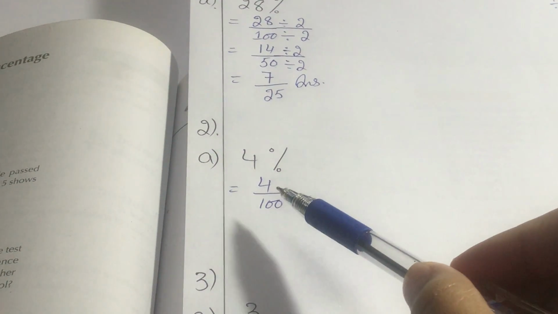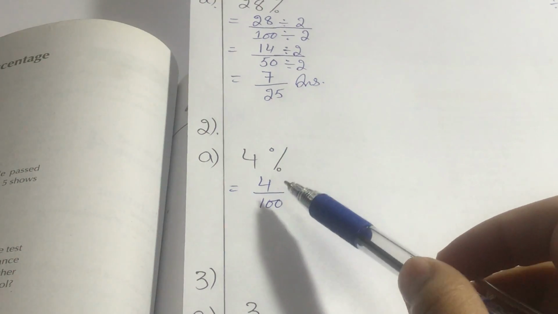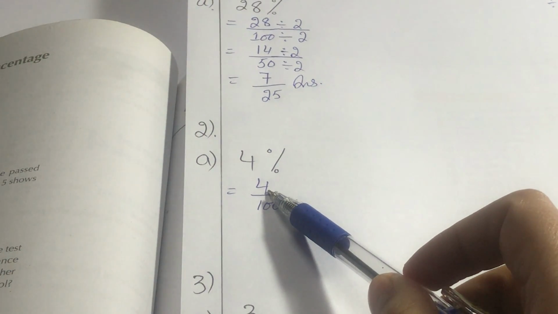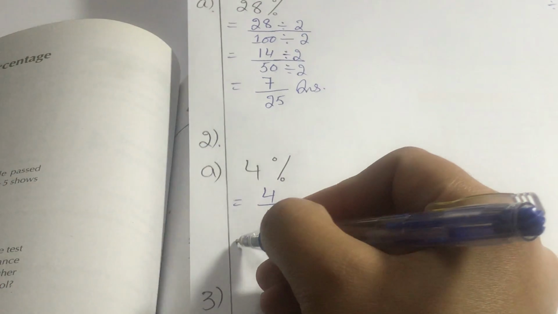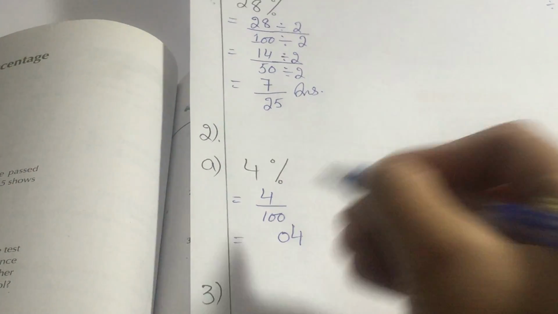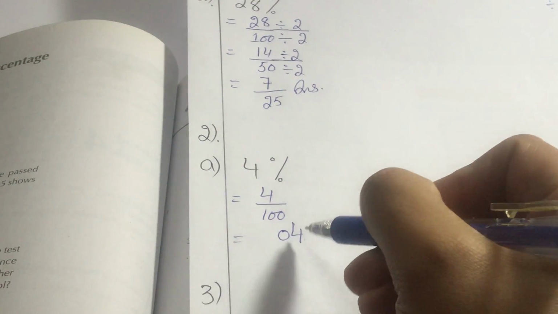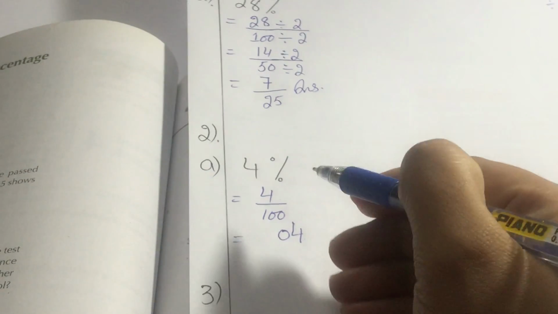That means we need 2 decimal places in the answer, right? But we have only one digit, 4. How can we complete 2 digits? Yes, we can write a 0 with 4. Now we have 2 digits, right? You will count your 2 digits from your right-hand side.